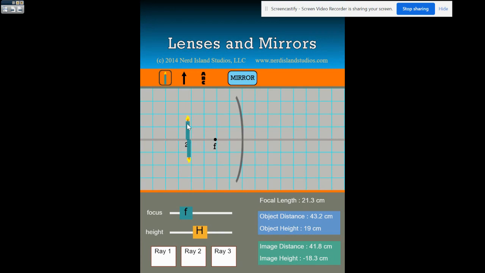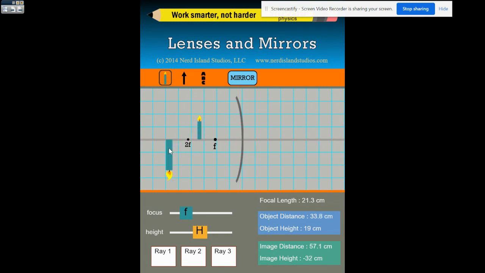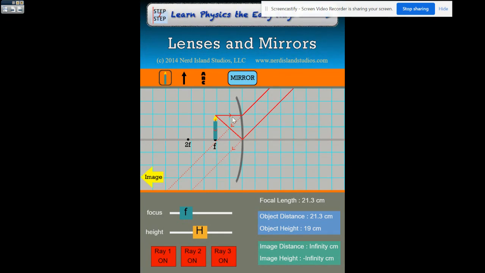So I can move my candle. I can see that if I put it at 2 times the focal length, which is also called the center of curvature, they are really close to the same size, just the image is inverted. If I go between the center of curvature and the focal point, the image is inverted but much larger. And if I hit the focal point, the image is actually going to disappear. And we know that because these lines, these rays that we would draw, are parallel. And if they don't converge anywhere, then there's no image that's going to be found. Okay, so you can play around with this a lot.